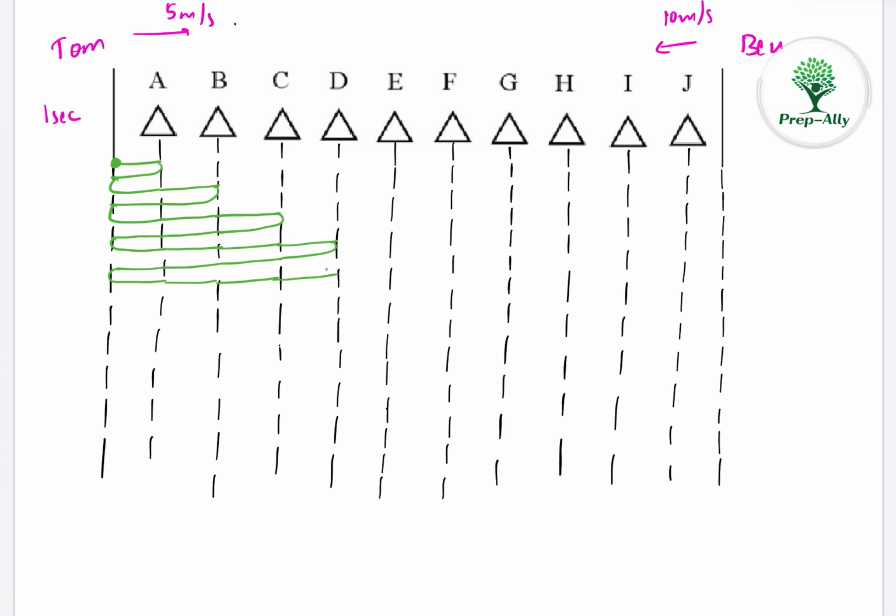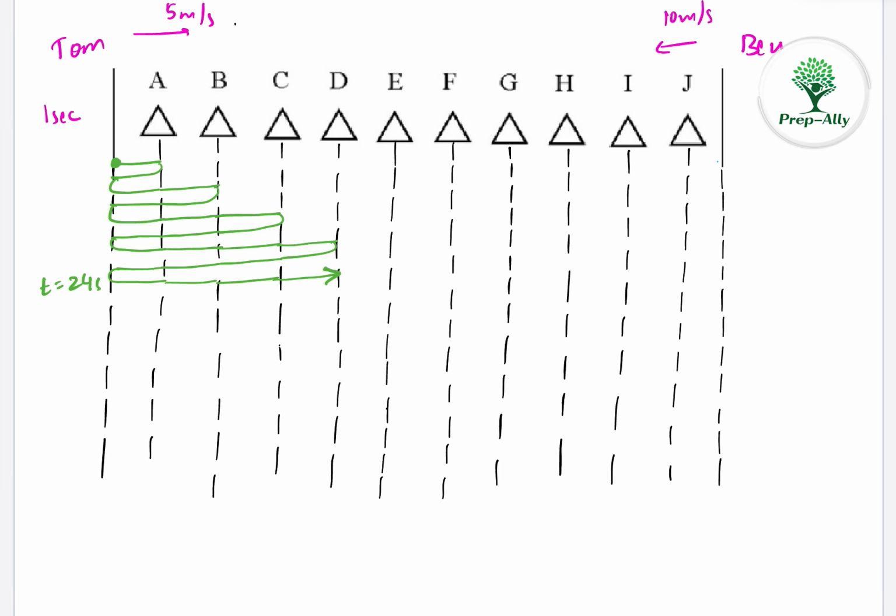Okay, so almost the center we have reached. I'm just showing it here. He's running now towards E, but this is at T equal to 24 seconds. Now we know how Tom is running. So from the starting point to 24 seconds, he'll be at D and he'll be running towards E. So let's stop here. Now let us look at Ben.